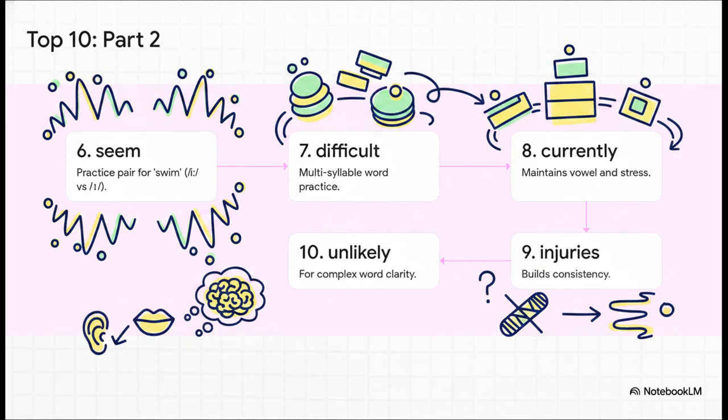All right, moving on, we've got seam at number 6. This is basically the other side of the swim coin. Practicing these two together as a pair is absolutely crucial for training your ear and your mouth to really feel that difference. The last 4 words, difficult, currently, injuries, and unlikely, these are here to help build consistency. For instance, holding on to that short I sound from swim can be tricky in a longer word like difficult. And making sure the R sound in currently and injuries is nice and clear is key. Practicing these words helps you apply the fixes across more complex stuff.